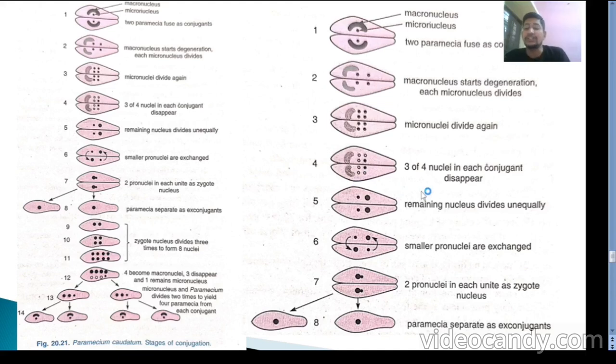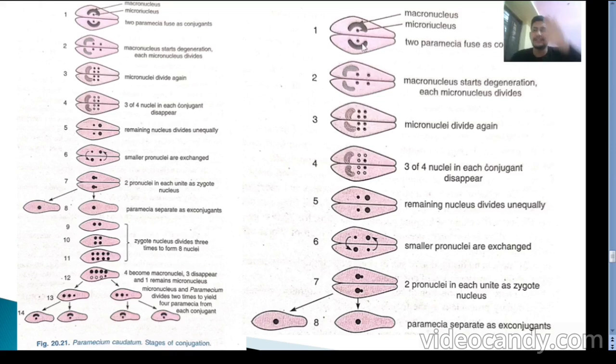And now this remaining nucleus divides unequally, and you can see that there is a small nucleus and a larger nucleus in each conjugant. Okay, so I hope you are not getting confused. Let me explain once again.